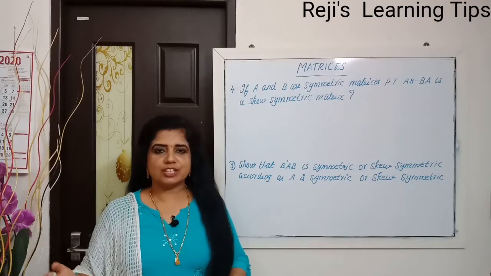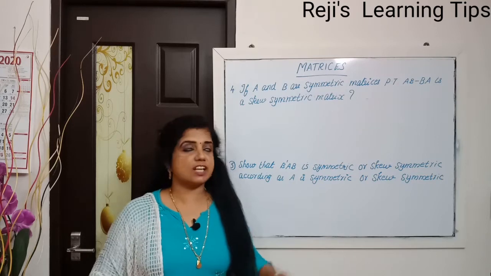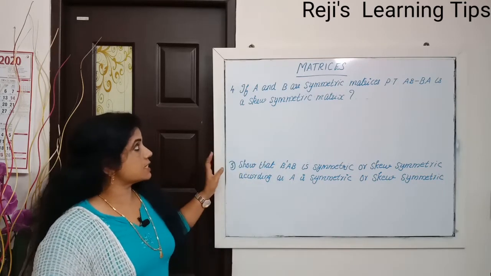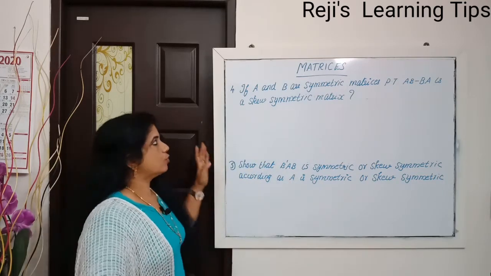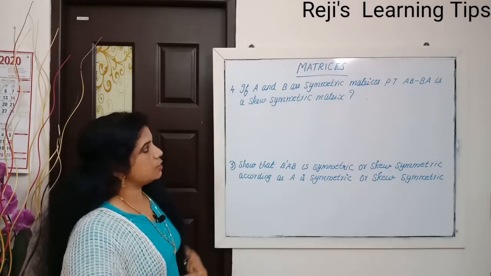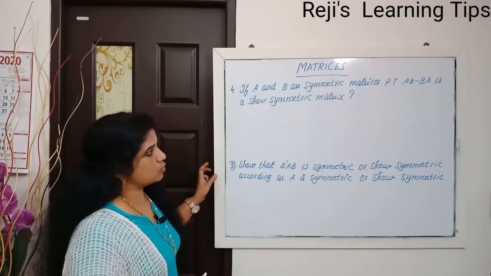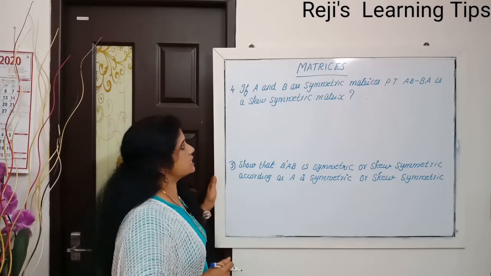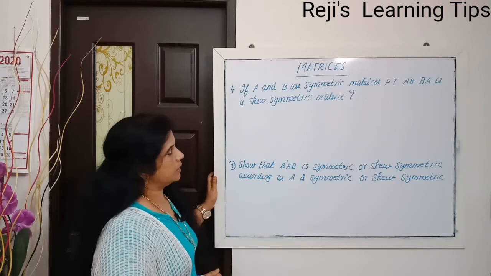Everyone, welcome back. Today we are going to discuss the fourth and fifth questions from the miscellaneous exercise on matrices. Fourth question: if A and B are symmetric matrices, prove that AB minus BA is a skew symmetric matrix.